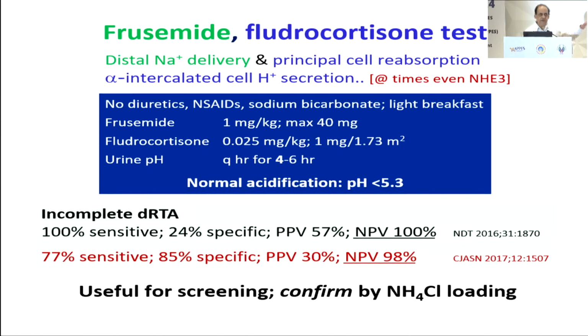So this is a good surrogate or a substitute to the ammonium chloride test. It's got a very high negative predictive value, as you can see here. However, most purists would say that one should be doing the ammonium chloride test after the fludrocortisone. But I must say that very often we stop here, we don't go to the ammonium chloride test. If the pH doesn't fall, we say that distal tubular secretion is perhaps not very good.